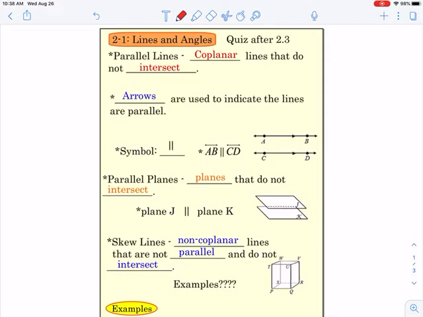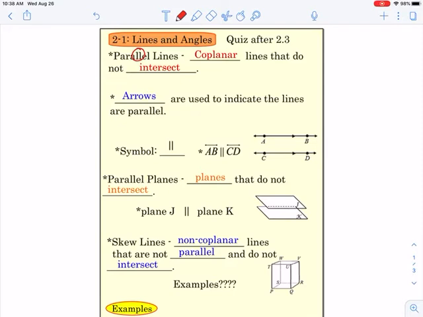Okay, so parallel lines are going to be coplanar lines that do not intersect. Again, coplanar, just think of a plane as a chalkboard. So two lines drawn on a chalkboard that never intersect. And when you look at the word parallel, it has two parallel lines inside the word. Okay, arrows are used to indicate the lines are parallel.